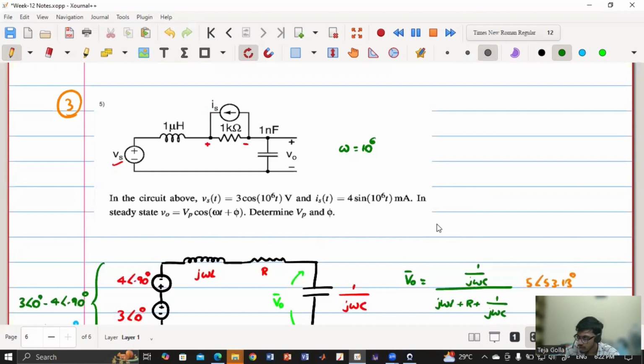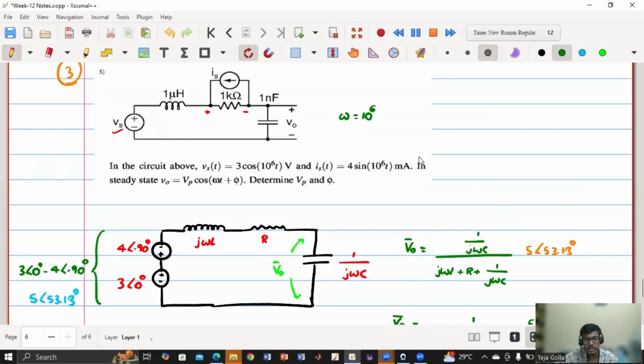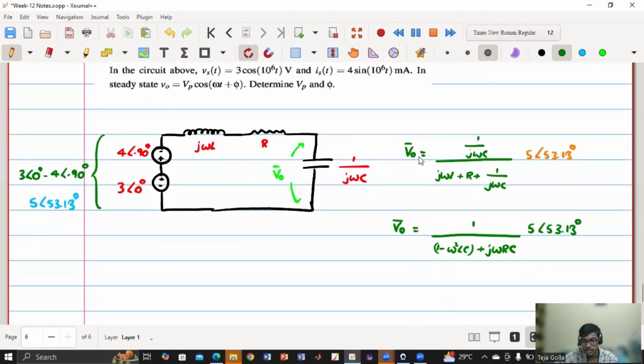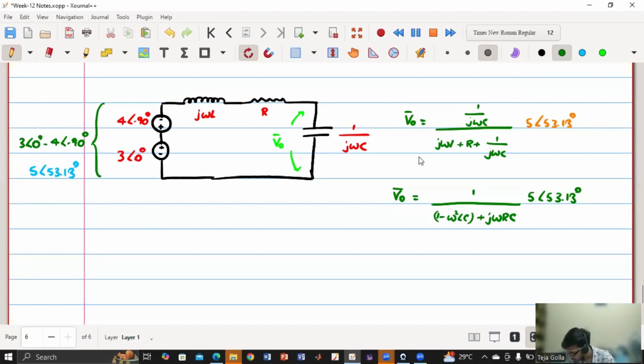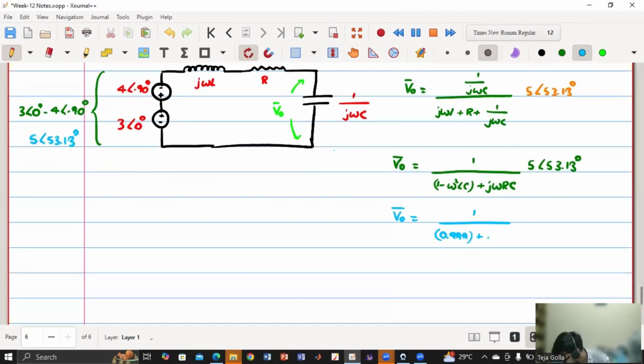So what is 1 minus omega square LC? How much are you getting? Is it 0.999? Okay. And j omega RC? Omega is 10 to the power 6, R is 1 kilo, so j into 5 angle 53.13 degrees.